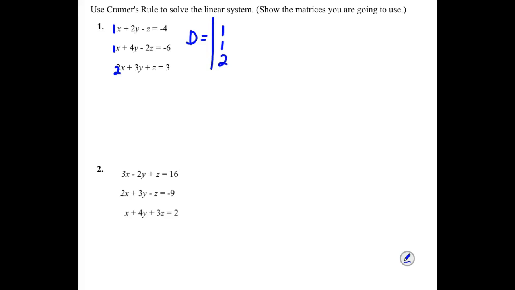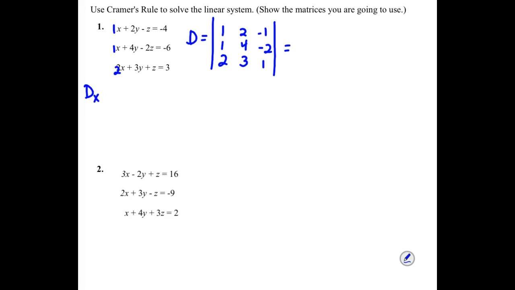Then I need my y's, 2, 4, 3. And then I need the z's, negative 1, negative 2, and 1. Okay, I'm going to find the determinant of that. We'll come back to what that is. We're just going to set up our matrices first. Okay?